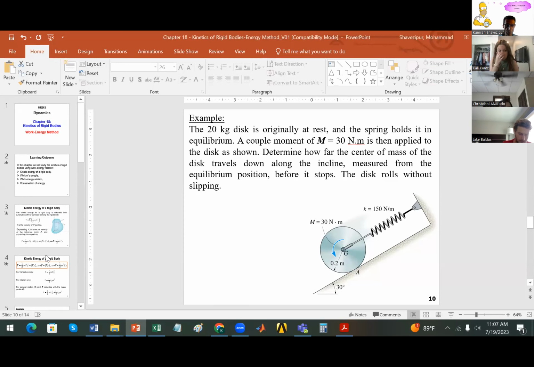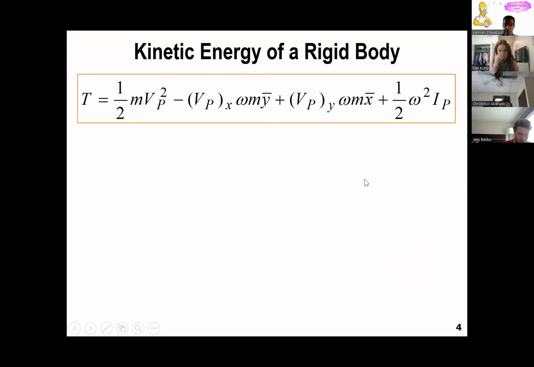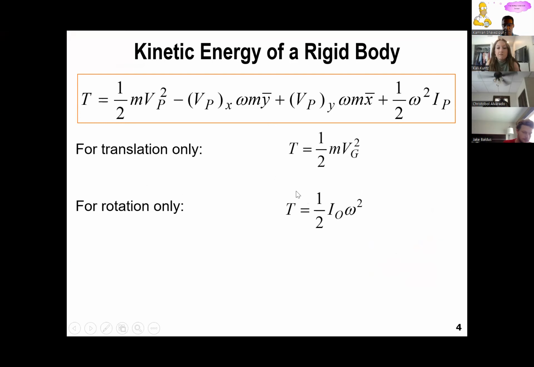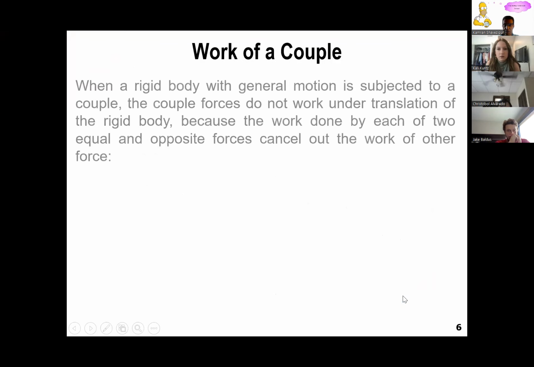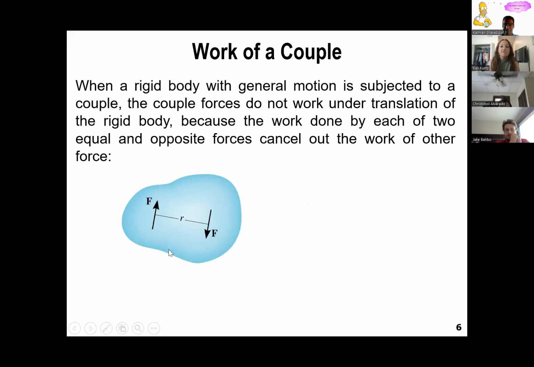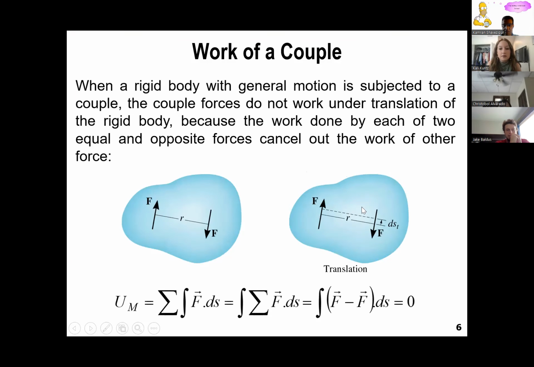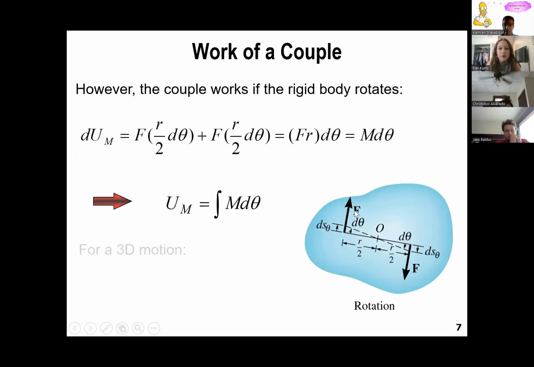So I'm not going to review the whole thing. We talked about the kinetic energy of rigid bodies. If they have translation, it's like a particle. We saw before translation looks like a particle because every part of that rigid body moves the same way. For rotation, we get this, and for general motion, a combination of translation and rotation. Then we talked about work of a couple. If it translates, no work, but if it rotates, you're going to have M d theta. You integrate moment or couple over the angular displacement and you get the work.